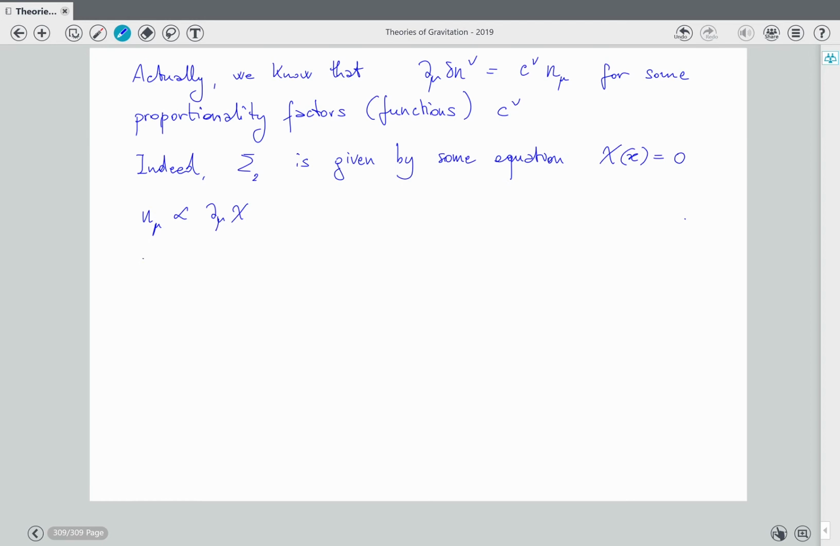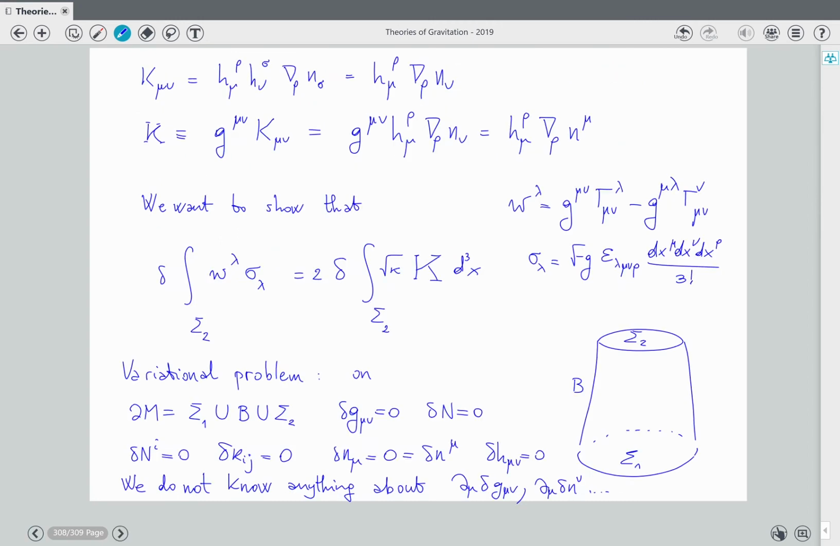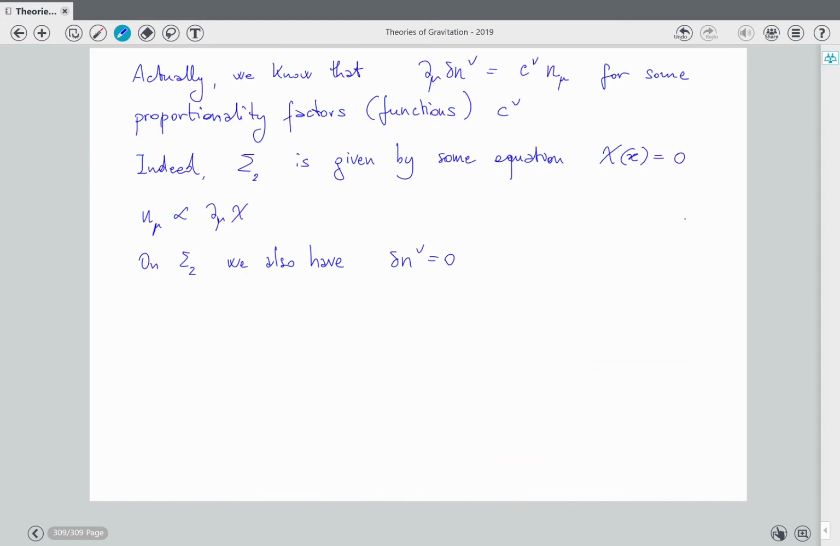Now, on sigma 2 we also have delta n equals 0. That's our variational problem. Our variational problem tells us that on that surface you have that. So remember, if we considered a curve on sigma 2, differentiating the equation chi of x of tau equals 0 with respect to tau, we obtain that the gradient is orthogonal to every tangent vector on sigma 2.